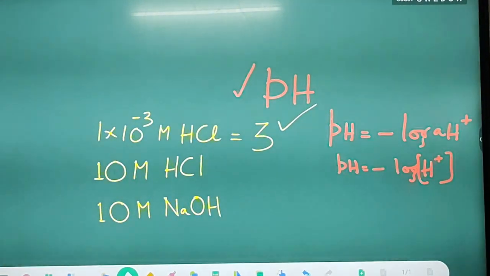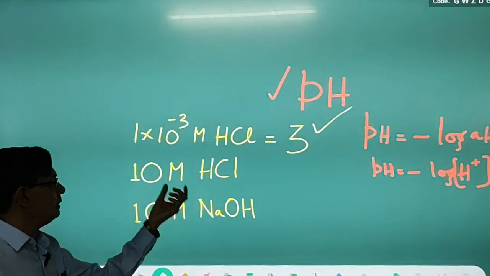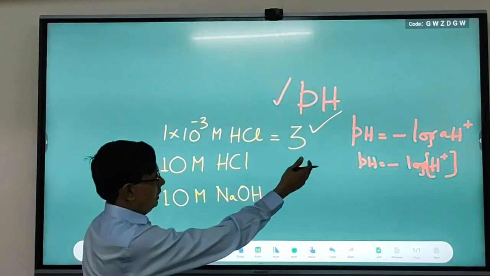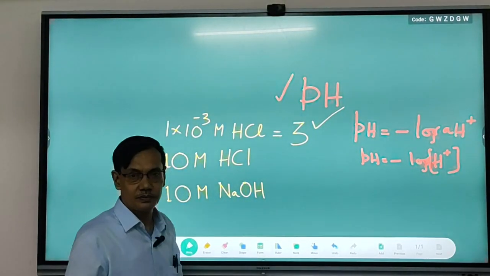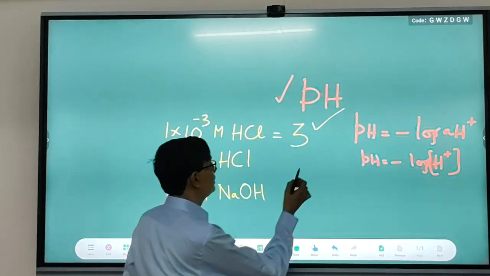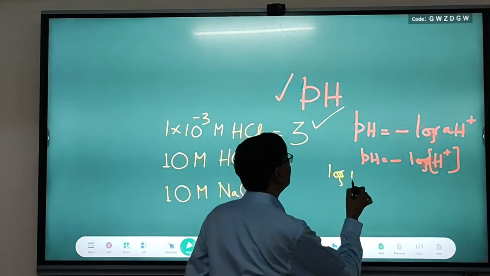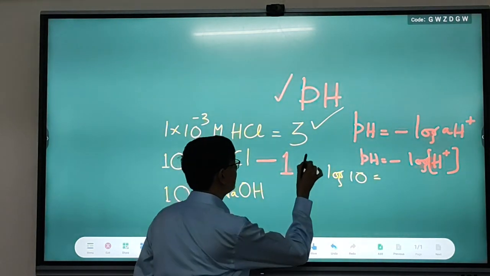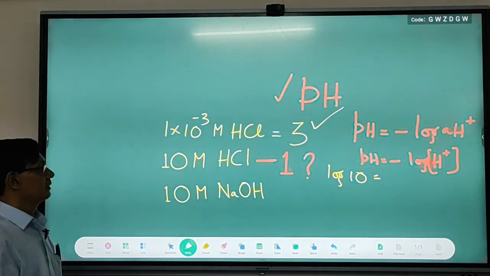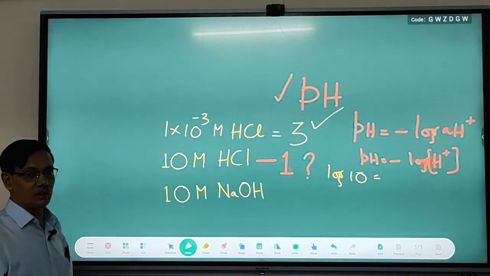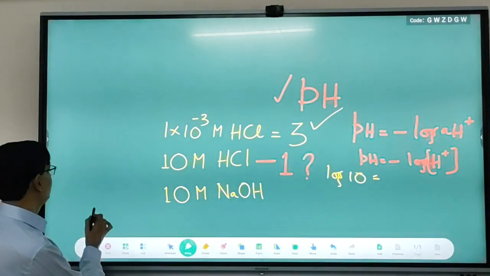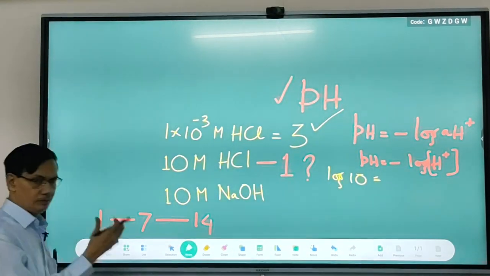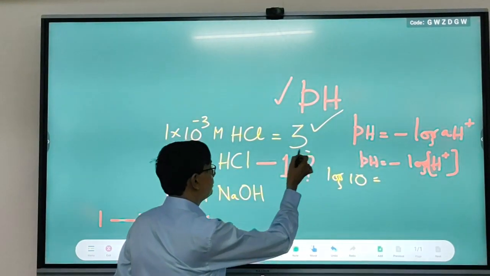Okay. But if I just want to calculate the 10 molar hydrochloric acid solution with the same formula, so minus log of 10, log of 10 is equal to 1, so it is minus 1. So is it possible, because we know the pH range is 1 to 7 and 7 to 14. These are all very common things. So how do we explain these things?